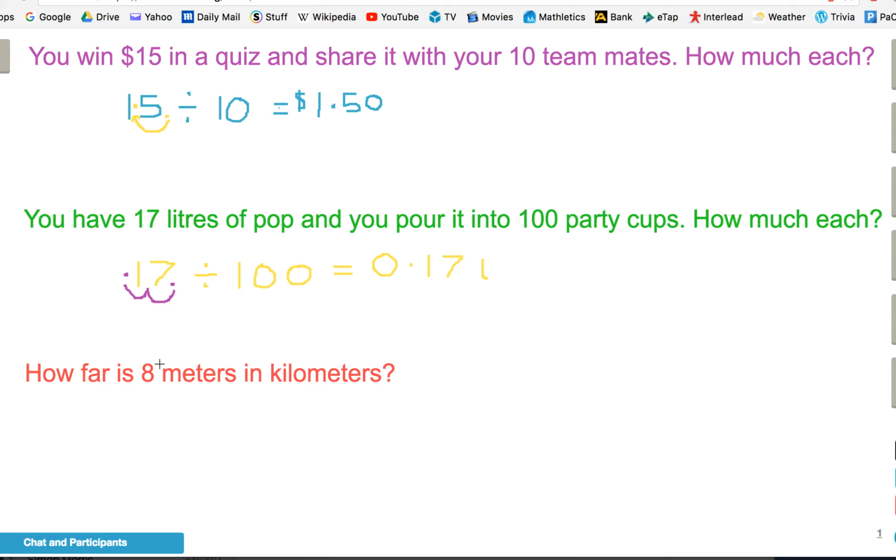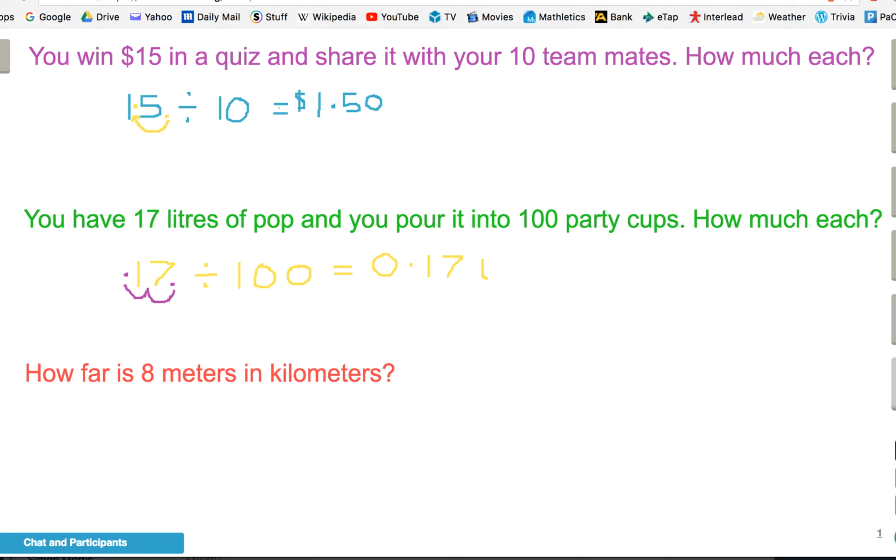It's quite hard to think of realistic, real-world questions where you need to divide things up into 1,000. Or divide up a small number into 1,000. Obviously, if you go into science and technology, then those sorts of things happen a lot more frequently, and you need to know how this works. But here's an example. How far is 8 meters in kilometers?